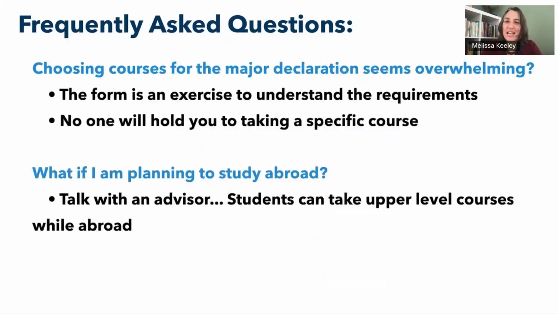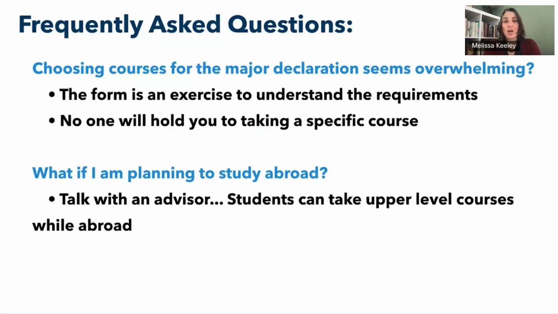So some frequently asked questions. First, choosing courses for the major declaration seems overwhelming. So the first thing to know is that this form is an exercise to help you understand the requirements, but we're not going to use it to hold you to taking specific classes. So if you said you were going to take water resources, but instead you end up taking geomorphology, no one's going to blink.